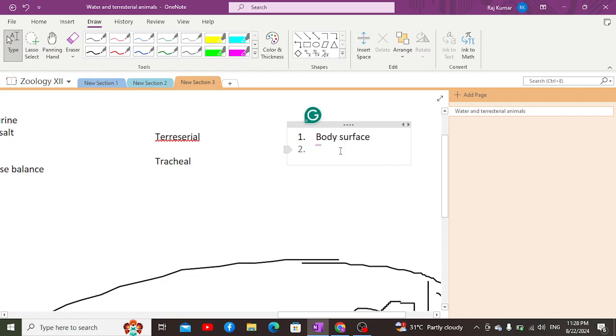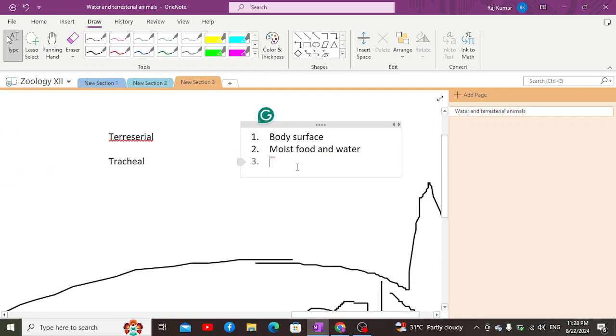Number two is that they take moist food and a lot of water. But if there is no water, they are adapted to do something else. If they are living in an environment where water is not readily available, then they perform ketosis. Ketosis is a process in which the water obtained through the metabolism of fat and carbohydrates is utilized for bodily functions. This water is known as water of metabolism because it is obtained by the metabolism of fat and carbohydrates.